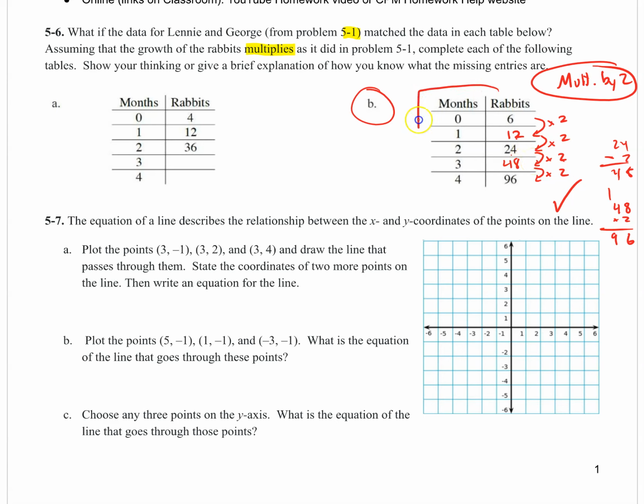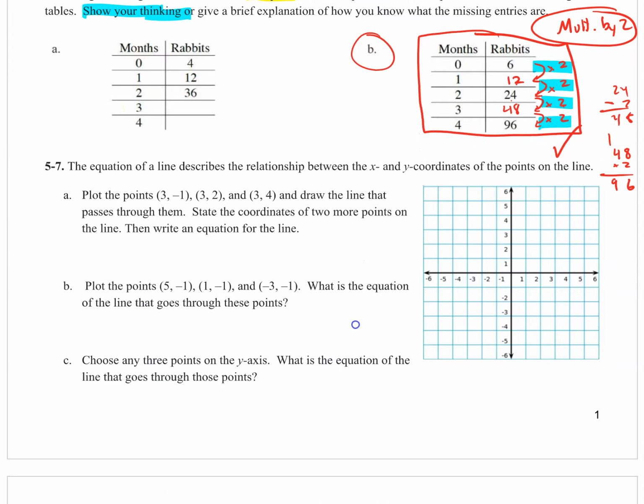And there is my table. It says to show your thinking, and there's me showing my thinking with the little arrows and the times 2 symbol. Okay, so try that for A.